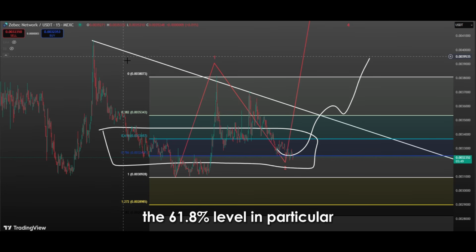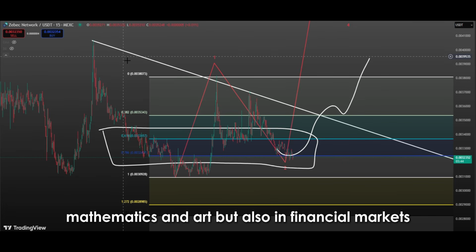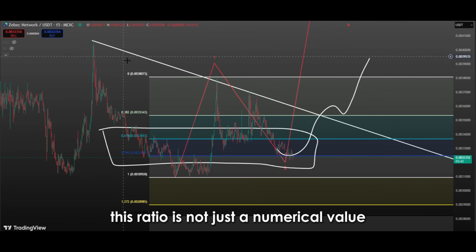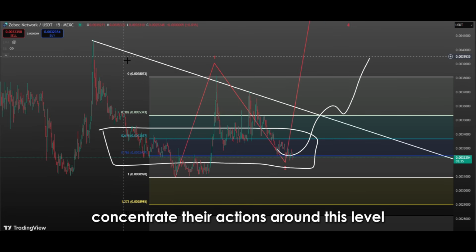The 61.8% level in particular, also known as the golden ratio, holds great significance not only in nature, mathematics, and art, but also in financial markets. This ratio is not just a numerical value, but a psychological turning point on the mental map of many traders, as numerous algorithmic systems, large funds, and experienced individual investors concentrate their actions around this level.